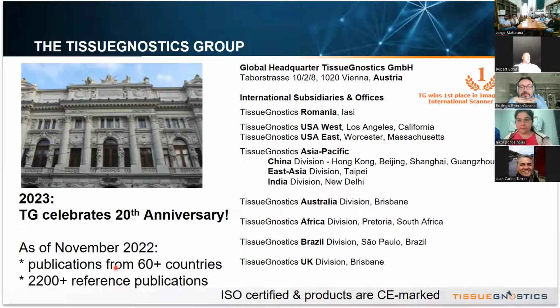As of this month, our list of reference papers has exceeded 2,200. This means more than 2,200 research groups in more than 60 countries on all continents have published scientific papers in almost 800 peer-reviewed journals using instruments and/or software from TissueGnostics. I would also like to mention that TissueGnostics is not only a software company, we are an ISO 13485 certified manufacturer of medical devices.